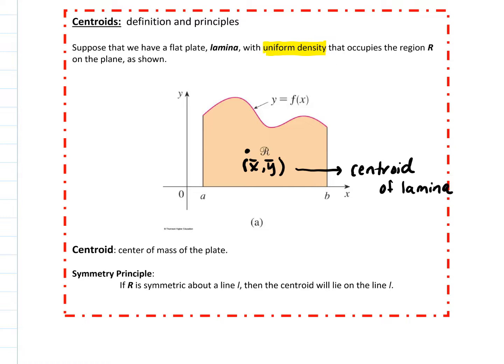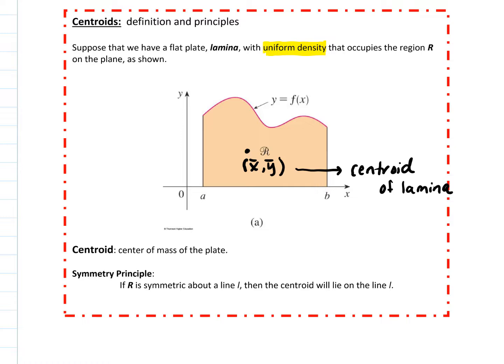So how would we find that? Well, we're going to find it in the exact same sort of way that we found it in the other two simpler examples that we looked at above. But here we're going to have to divide up this plate like we've done with other physical examples in this calculus section. We'll have to divide it up into n small rectangles and consider what happens when we do that. One thing that we will utilize as we're setting this up is the symmetry principle. If we have a symmetric region R about a line L, then the centroid will lie on that line. So we'll keep that in mind.